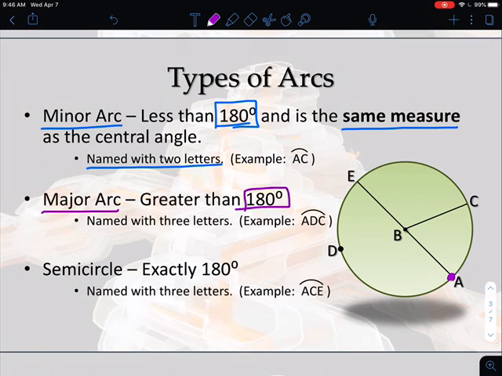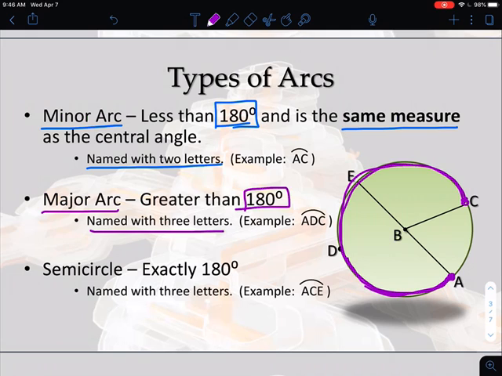When we look at the major arcs, anything more than halfway around the circle. For instance, if I start at A and I go this way around my circle, maybe this way around to point C. So now I'm looking at this big arc around this direction. That's going to be a major arc because I can see that it goes way more than halfway around the circle. Now when I name it, I'm going to use 3 letters.